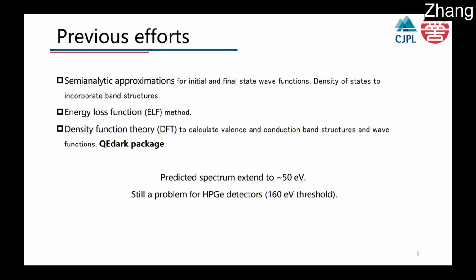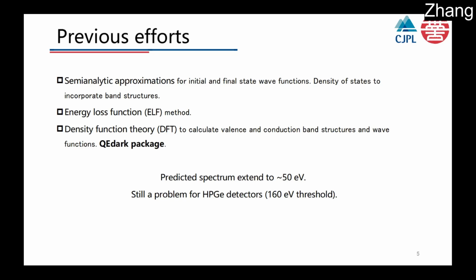There were some semi-analytic approximations that incorporate the structures by taking the density of states into account. And there is the energy loss function method, and there is density functional theory. This is a method that calculates the valence and conduction band structures and the wave functions in them. And this is currently the routine method when it comes to dark matter-electron interaction calculation.